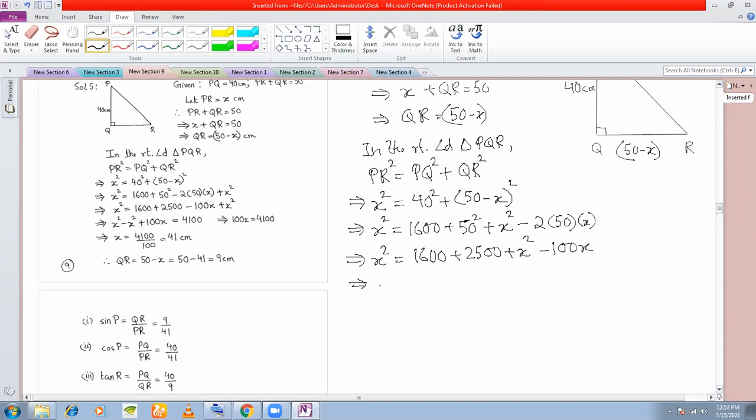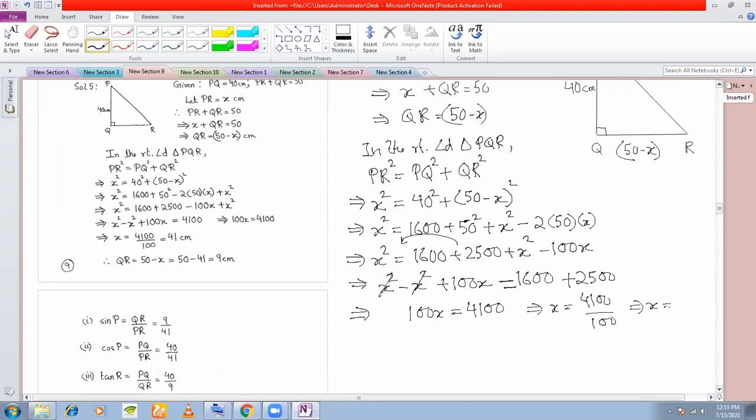Okay, now you take everything on one side. You will get here x square minus x square plus 100x minus 1600 minus 2500, or you can keep 1600 and 2500 on the other side. Okay, just take 100x on this side. So this x square will cancel. You get 100x is equal to 25 plus 16 is 4100. That means x is equal to 4100 by 100.